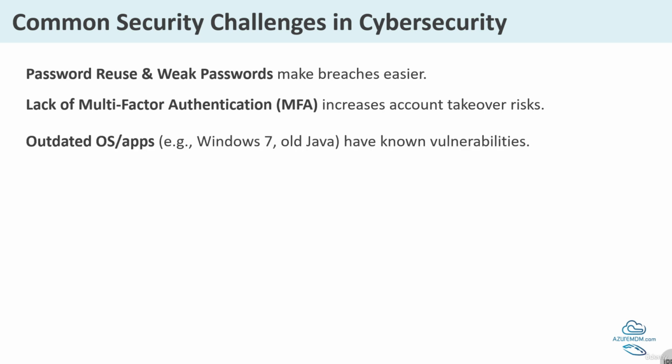Outdated operating systems and applications. For example, Windows 7 and old Java. Older software has known flaws that hackers exploit because updates and patches have been stopped. For example, the WannaCry ransomware attack hit outdated systems. To prevent this, always update your software or replace unsupported systems like Windows 7.